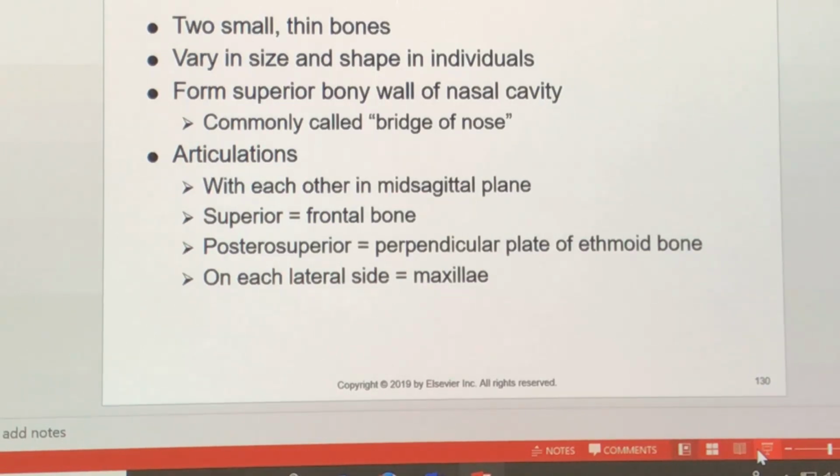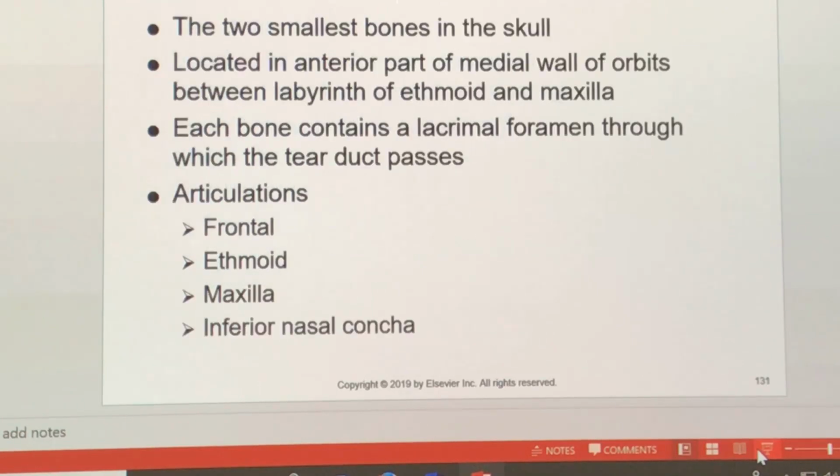They form the bridge of the nose. They articulate with each other at midline, so they've got a suture that holds the two together. The superiormost portion articulates with the frontal bone. They do articulate posteriorly with the ethmoid bone, and on each side they articulate, if only a little bit, with the maxilla. So they're really kind of sticking out there all by themselves a little bit.